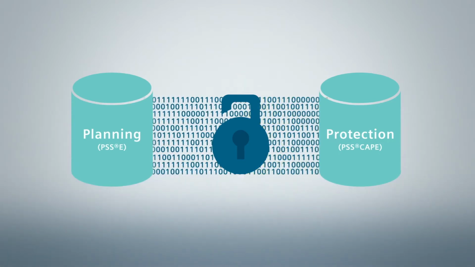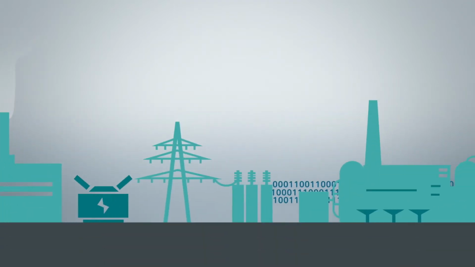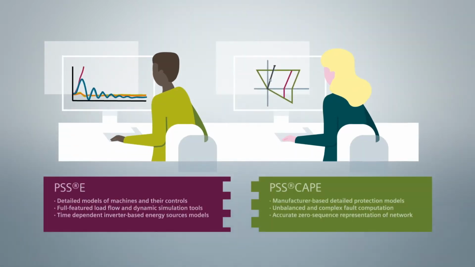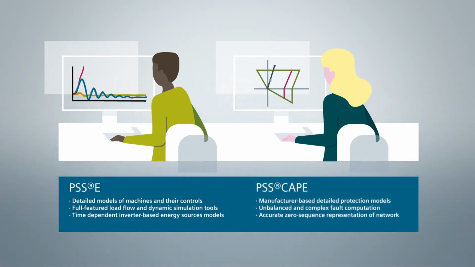With the PSS CAPE TS-Link module, you can break down these barriers and improve grid reliability. It provides a closed-loop simulation tool to evaluate system stability and protection settings together. This allows both planning and protection engineers to study the interdependence between system dynamics and relay actions, bringing together the best of both worlds. Here's how the PSS CAPE TS-Link works.